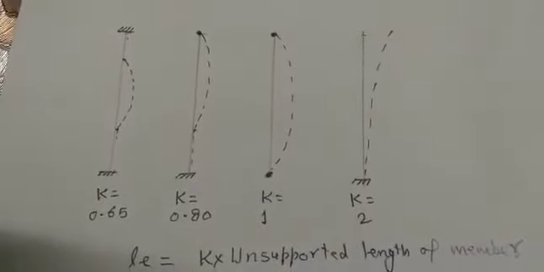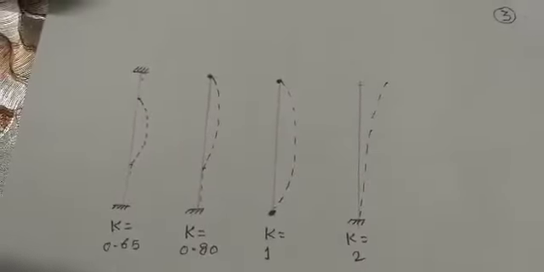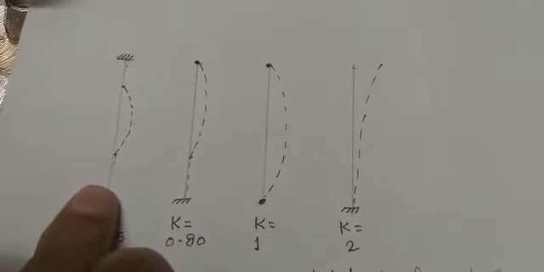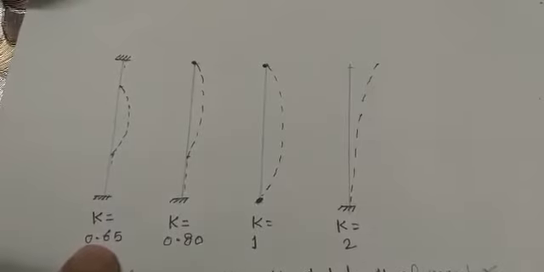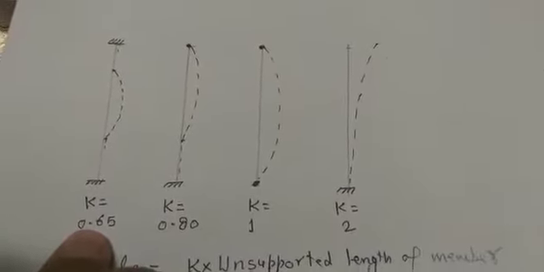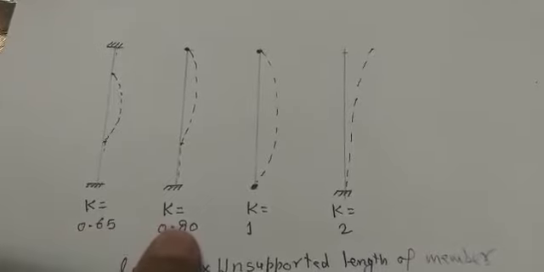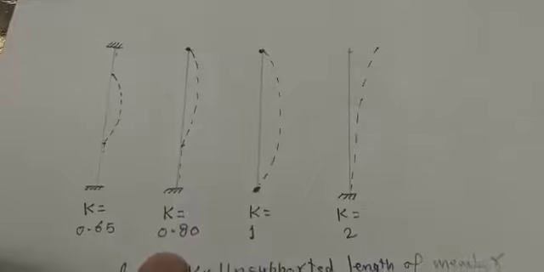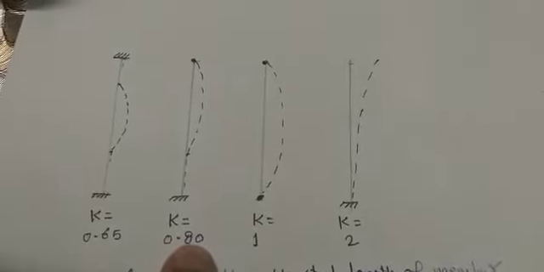Effective length can be calculated by multiplying by a constant k. For the first condition, when both ends are fixed, the value of k is taken as 0.65. Theoretically it is 0.5, but for practical purposes we take 0.65. When one end is fixed and the other is hinged, the value of k is taken as 0.8.